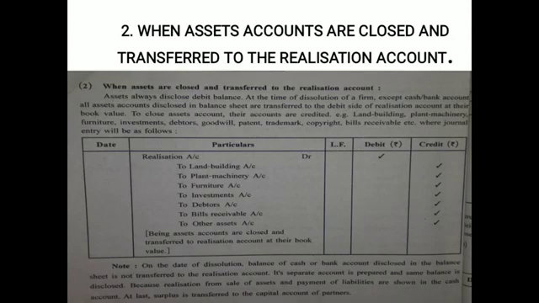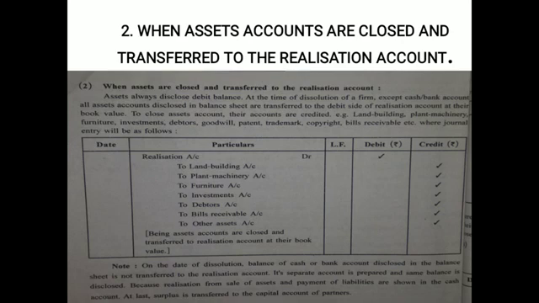The basic balance of assets is debit. Once they are closed, they will all be credited. This is also given in your textbook. If you want to see, it is on page number 280. Alright?